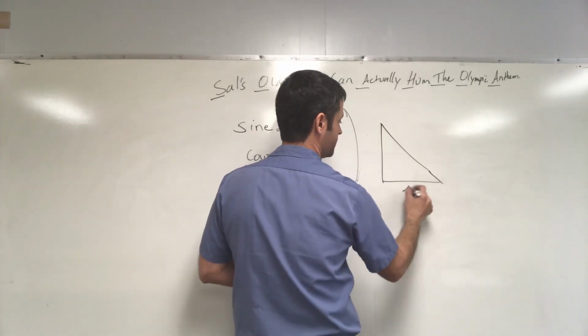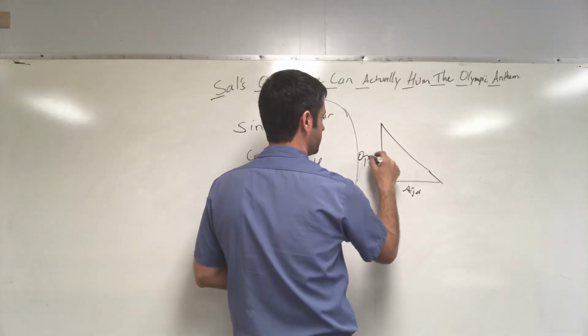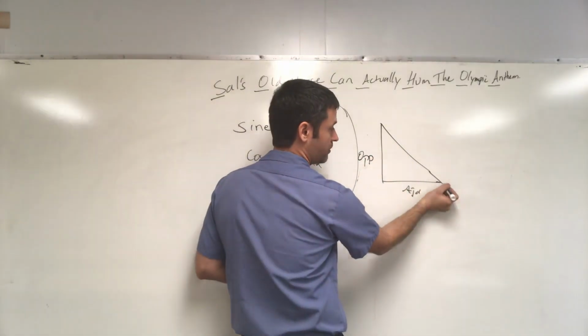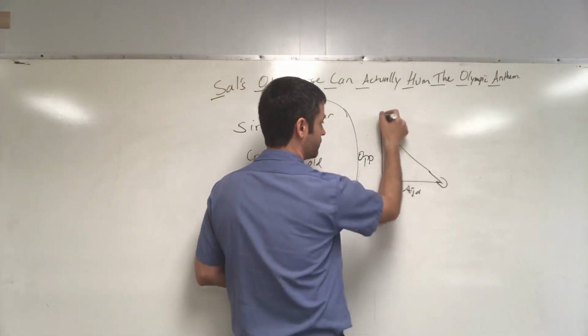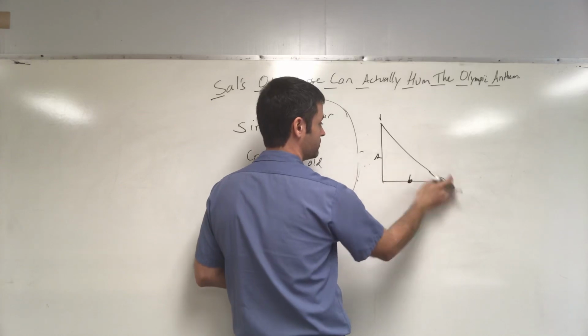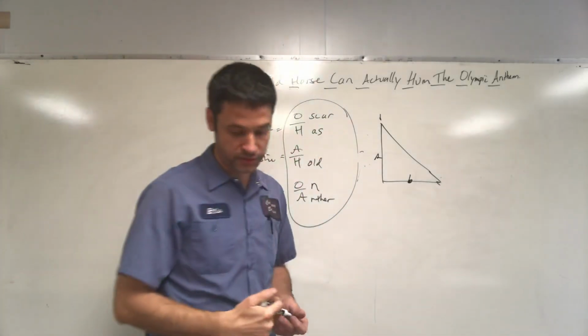What determines adjacent and opposite? Well, your angle. Which angle are you talking about? This angle, opposite, adjacent. If you're talking about this angle, then this side is opposite and this side is adjacent. So, it depends on your angle. All right, let's keep moving.